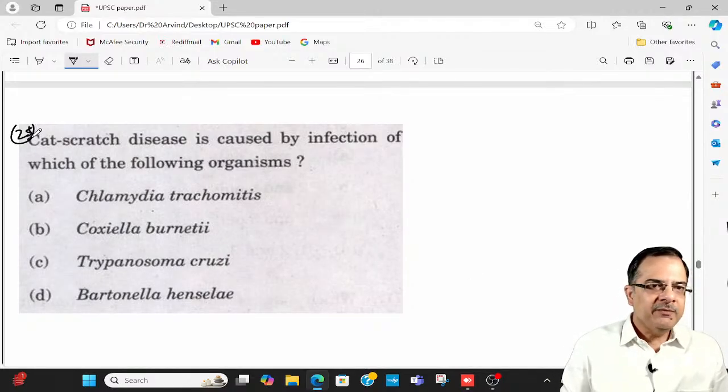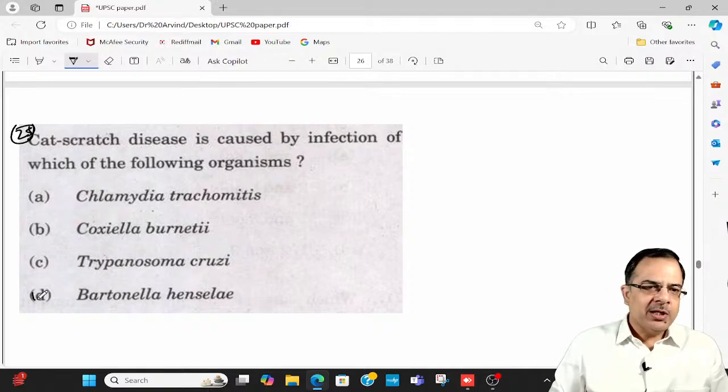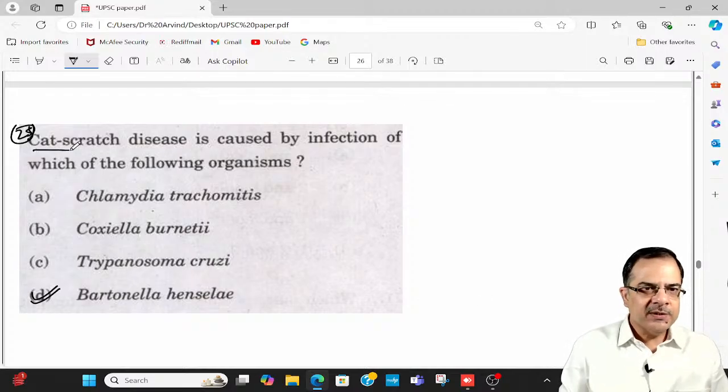Question 25, again a one-liner question. Cat scratch disease is caused by infection with which organism? Answer is D option. Bartonella henselae will be the correct answer here. So, cat scratch disease.